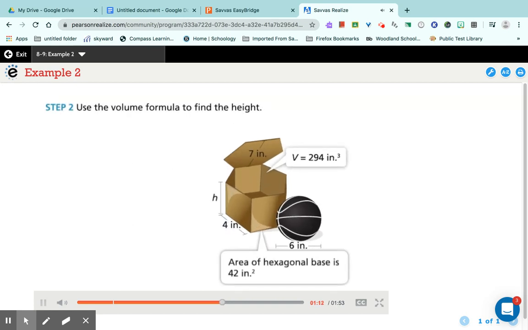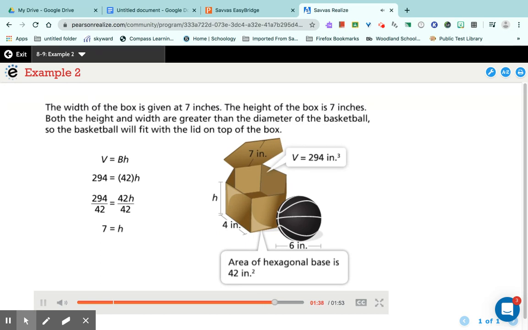The next step is to use the formula for the volume of a prism to find the height. The formula is volume, V, equals the area of the base, B, times height, H. Substitute the values 294 for V and 42 for B. Divide both sides of the equation by 42 to find that H equals 7.